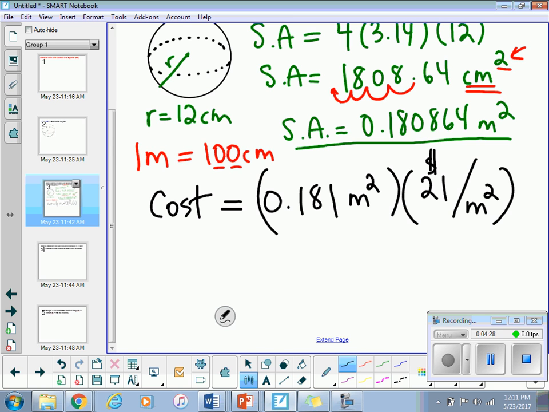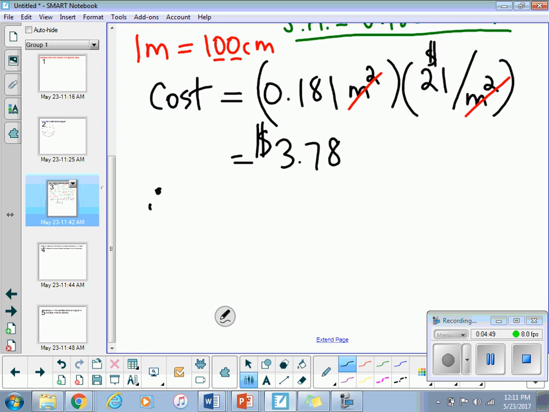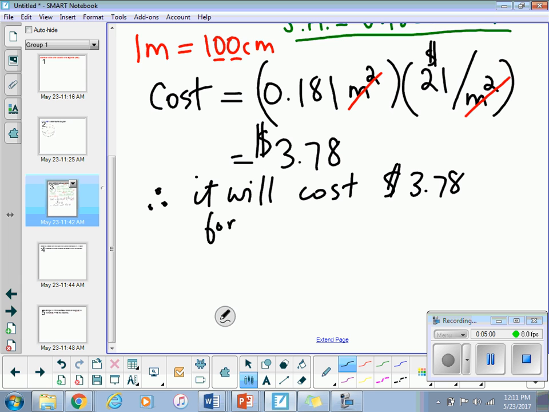Well, that gets rid of the meters, and it leaves us with a cost of $3.78. So if we needed 2 meters squared of fabric, we would multiply by 2, but we only need 0.18, so we multiplied by 0.18. And so as a final statement, therefore, it will cost $3.78 for leather to cover the ball.